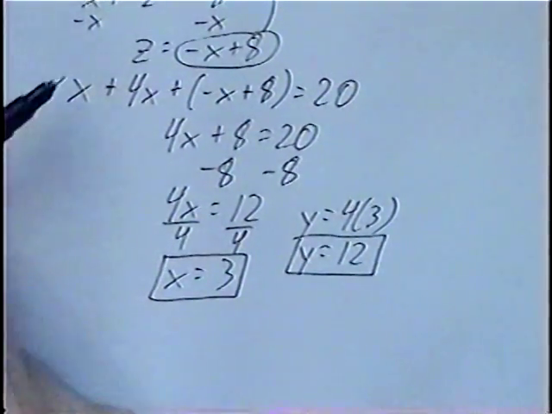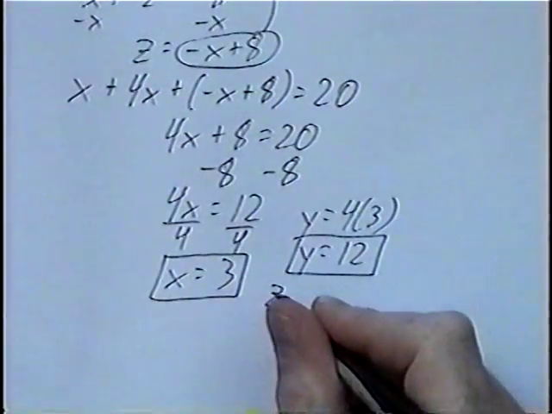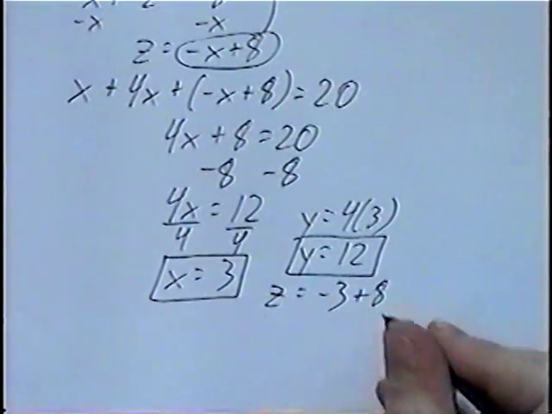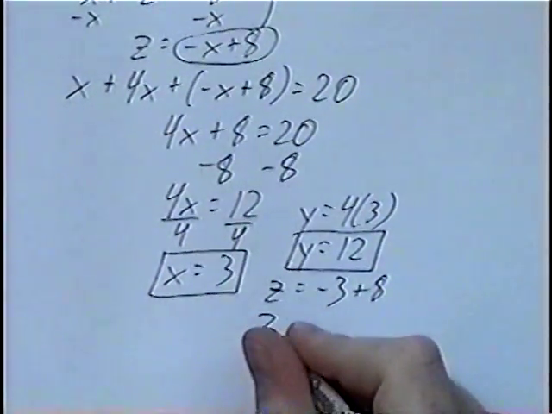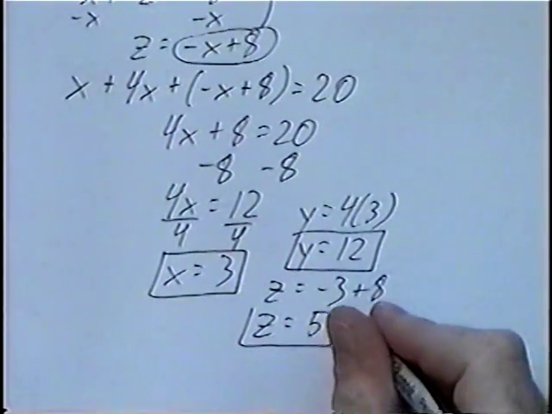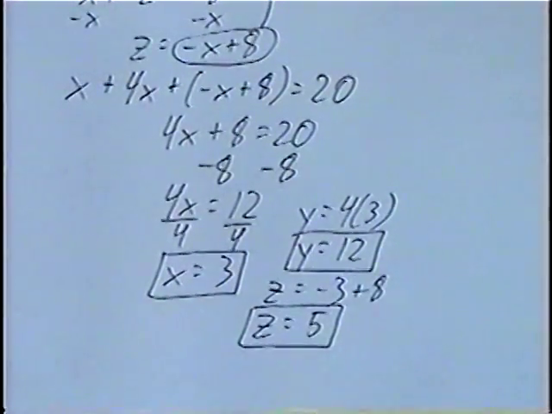And the last equation that we created, z equals negative x plus 8. z would equal negative x, which would be negative 3, plus 8. So z would equal positive 5. So our 3 numbers would be 3, 12, and 5.